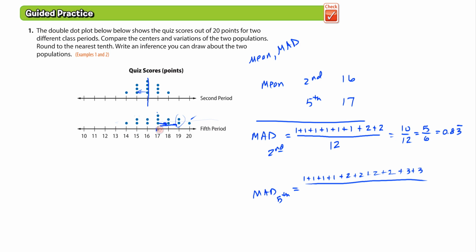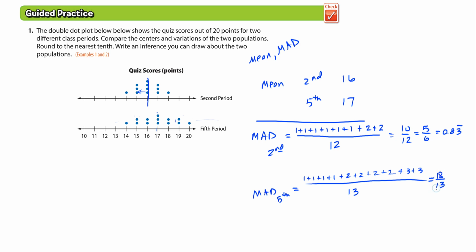So if I erase all my scribblings here and make sure I'm counting up the dots correctly, we have 1, 2, 3, 4, 5, 6, 7, 8, 9, 10, 11, 12, 13. We have 13 dots. There's 3 in the middle, 5 and 5, so there's 13 dots. So if I do this, 1, 2, 3, 4, 5, 6, 7, 8, 9, 10, 11, 12, 13, 14, 15, 16, 17, 18, and I get 18 over 13.